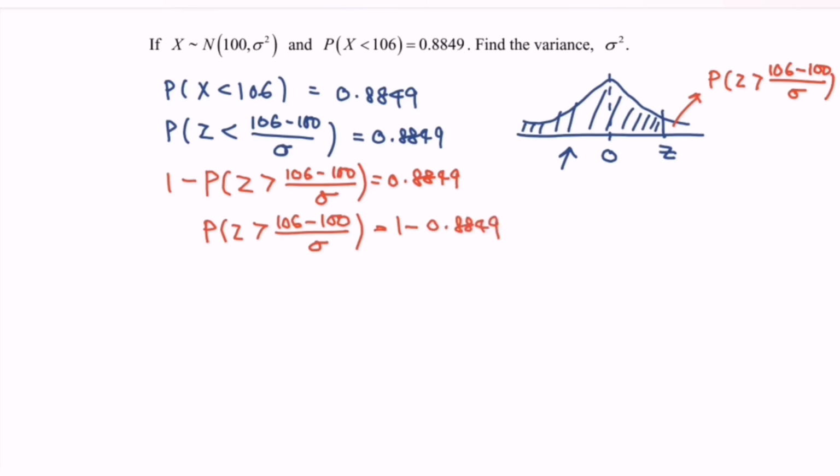0.8849. So kindly simplify the situation, and we will have the probability that z is greater than 106 minus 100 over the standard deviation equals, for the right hand side, 0.1151. So what we have to do is refer to the probability in order to find the value of z.